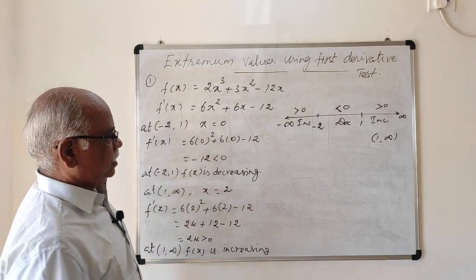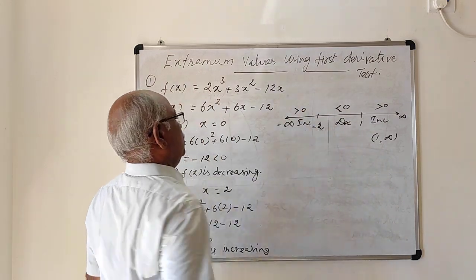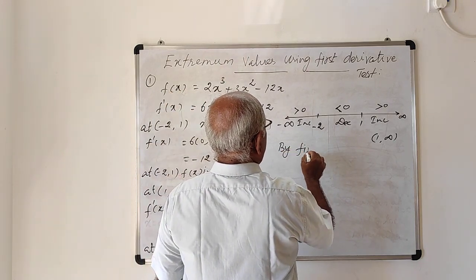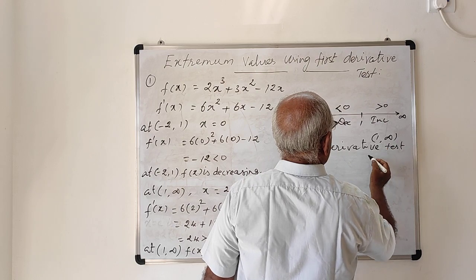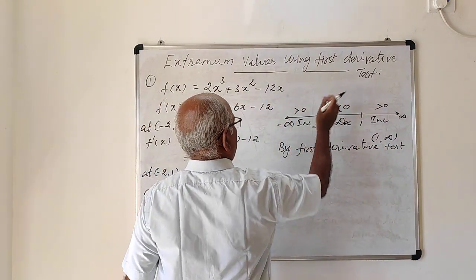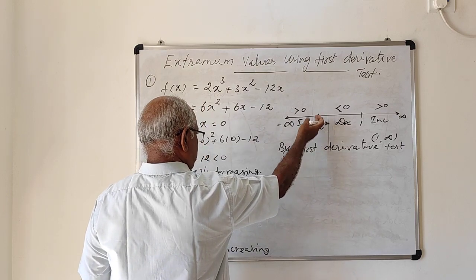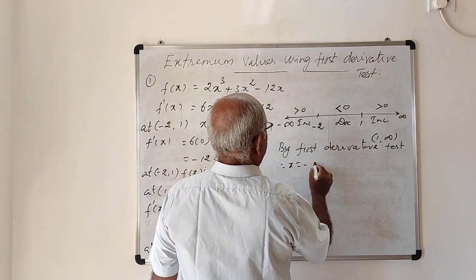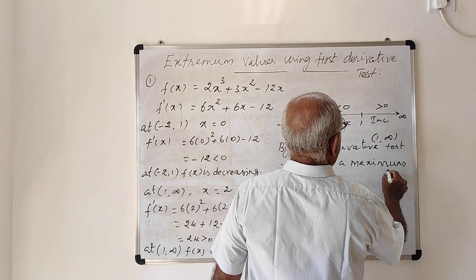So by the first derivative test, since f dash of x changes its sign from positive to negative at x equal to minus 2, therefore x equal to minus 2 is the point of maximum. By first derivative test, f dash of x changes its sign from positive to negative at x equal to minus 2, therefore x equal to minus 2 is a maximum point.